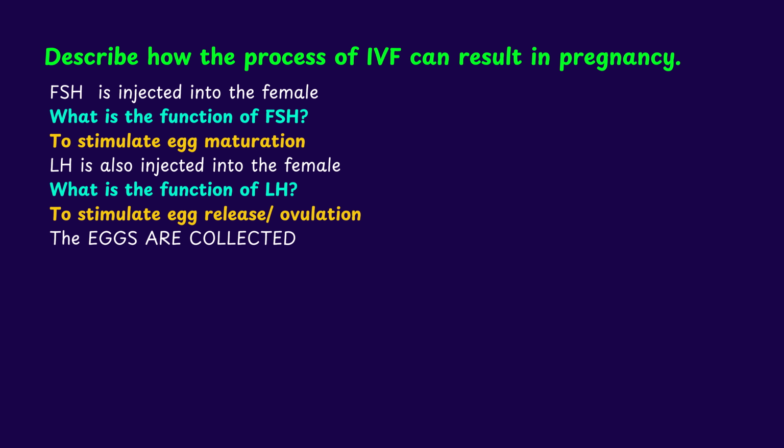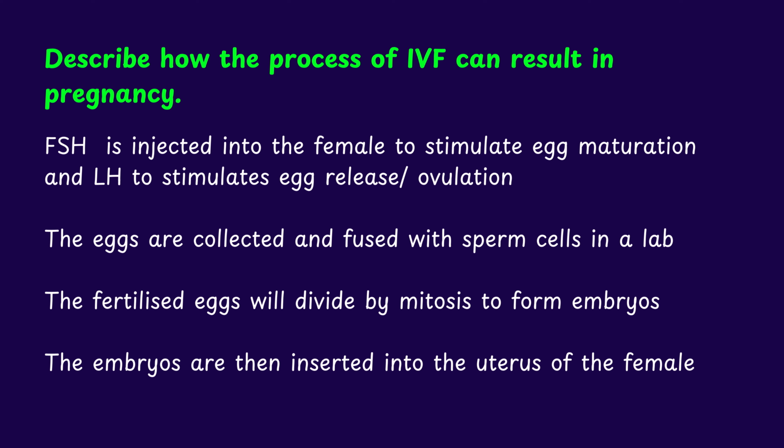Let us put our 4 points together to get our 4 marks. Number 1, FSH is injected into the female to stimulate egg maturation, and LH stimulates egg release or ovulation. Point number 2, the eggs are collected and fused with sperm cells in a lab. Point number 3, the fertilized egg will divide by mitosis to form embryos. And our last point is that the embryos are then inserted into the uterus of the female. That is how the process of IVF can result in pregnancy.